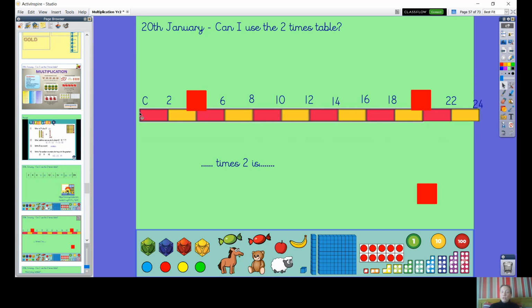Okay, so 0 times 2 is 0. 1 times 2 is 2. 2 times 2 is, did you say 4? Well done. 3 times 2 is 6. 4 times 2 is 8. 5 times 2 is 10. 6 times 2 is 12. 7 times 2 is 14. 8 times 2 is 16. 9 times 2 is 18. 10 times 2 is 20. 11 times 2 is 22. 12 times 2 is 24.